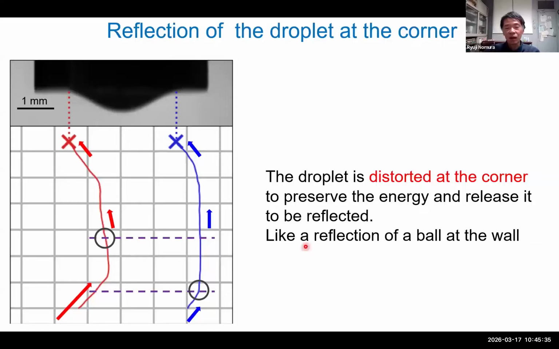So I think it's like a reflection of a ball at the wall. When the ball hits the wall, the kinetic energy is transformed into elastic energy by the distortion, and by releasing the elastic energy into kinetic energy, it's reflected. In this case, distortion energy is stored as surface energy. But anyway, it transforms the kinetic energy once and then releases that stored energy into kinetic energy. And that's how the droplets are reflected at the corner.